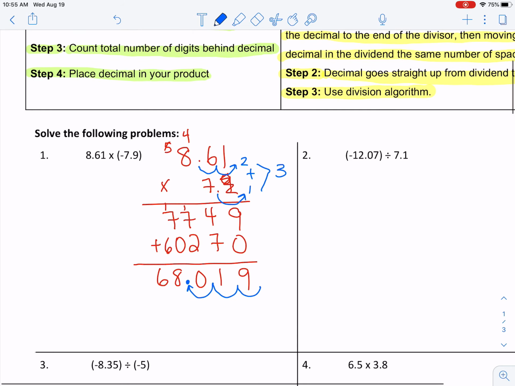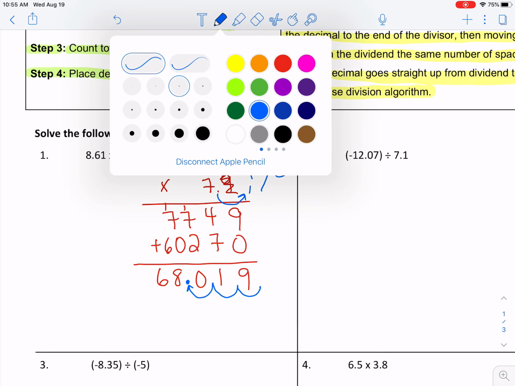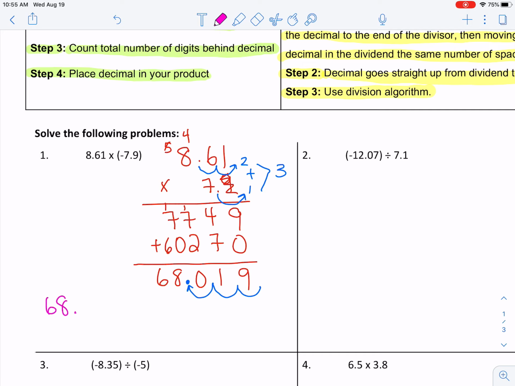So our final answer is that right there, but make sure that you are putting in your final answer with the charge. Let's figure out what charge we have to have. Is it positive or negative? Let's go back to our expression. We know that it was a positive times a negative. Looking at our Dorito man, we know that a positive times a negative gives you a negative. So our final answer is going to be negative 68.019. A lot of people like to use the tic-tac-toe board, so this also represents that it should have given you a negative answer.